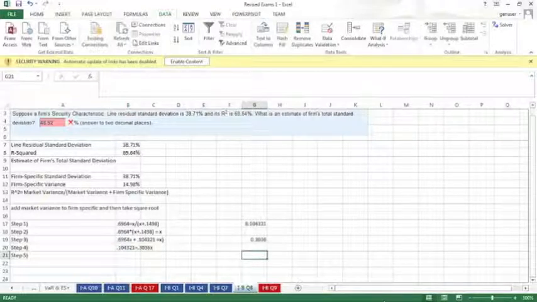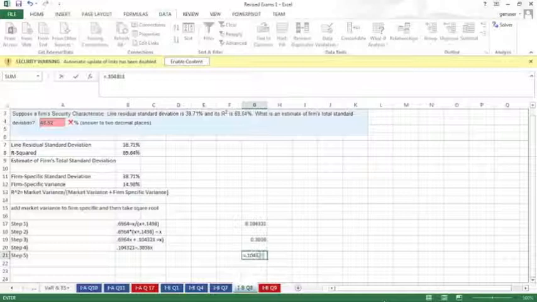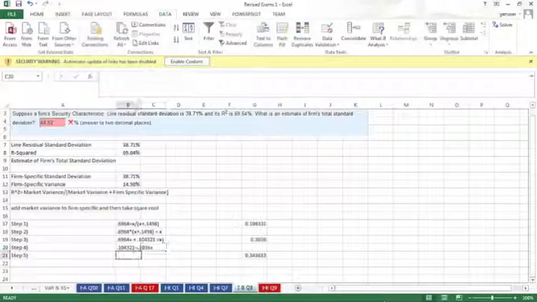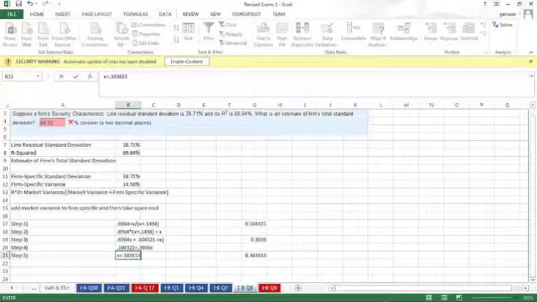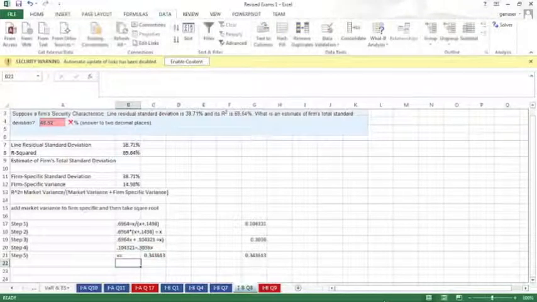And so when you divide both sides by the 0.3036, we have 0.104321 divided by 0.3036. We have x equals 0.343613. And so what is this number? This number is the market variance. However, it's asking for the firm's total standard deviation.